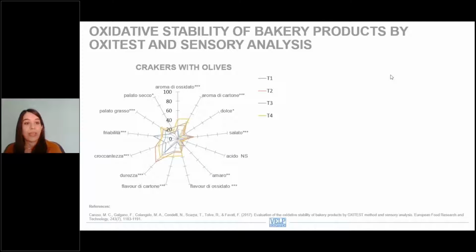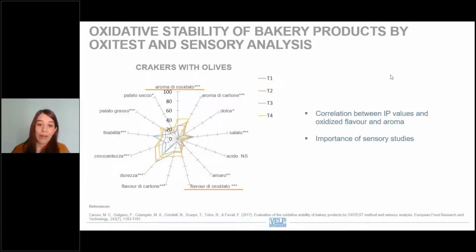So here, as an example, I reported the spider plot relating to quantitative descriptive analysis, a sensory analysis technique, for one of the products, and the different colored lines represent the characteristics of the product at different time intervals, made at 4 months each. So we can see that some attributes change during time. In particular, I want to highlight that oxidized aroma and flavor were significantly different during time.